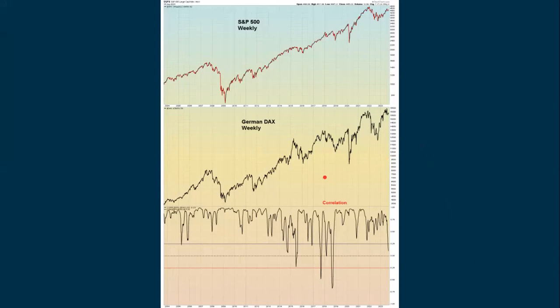Then we have a weekly chart of the S&P on top and a weekly chart of the German DAX, which is their major index. Sometimes these have a tendency to go in the same direction. They're not doing that now. So this hasn't really been helpful.